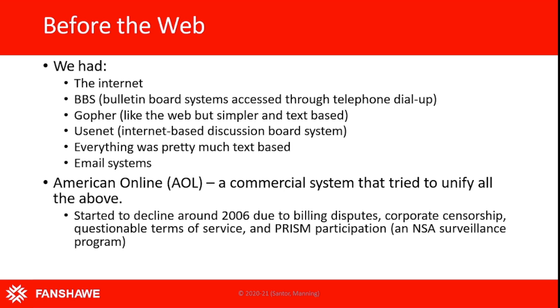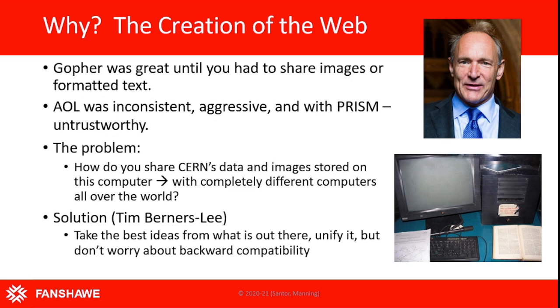Then America Online, a commercial system that tried to unify all of the above, started to decline around 2006 due to billing disputes, corporate censorship, questionable terms of service, and PRISM participation. It's an NSA surveillance program. Gopher was great until you had to share images or formatted text. So AOL was inconsistent, aggressive, and, with PRISM, untrustworthy.